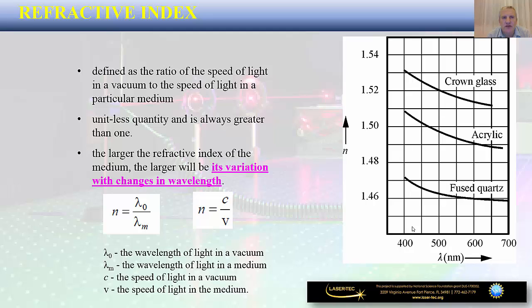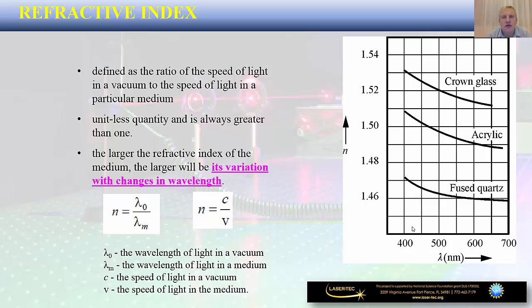So once more, index of refraction or refractive index is defined as the ratio of the speed of light in a vacuum to the speed of light in a particular medium. We are talking about a unitless quantity that's always greater than or equal to 1. If index of refraction is equal to 1, it means that we are talking about the vacuum, a medium that has a speed of light equal to 3 times 10 to the 8 meters per second.